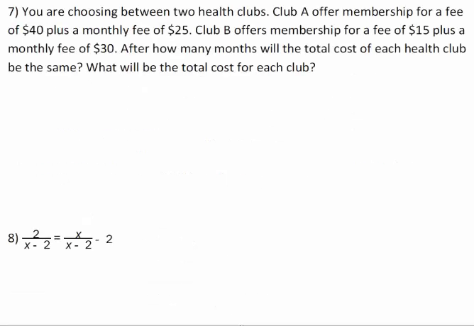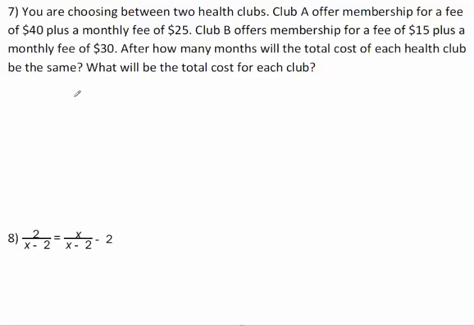Number 7 is a little bit of a more complicated word problem. Here you're choosing between two health clubs. Club A has a higher membership fee, but a lower monthly fee, and Club B has a lower membership fee, but a higher monthly fee. $40.25 monthly versus $15 to sign up and $30 altogether, and then they want to know, or we want to know, how many months will the total cost of each club be the same? And then what will be the total cost for each club?